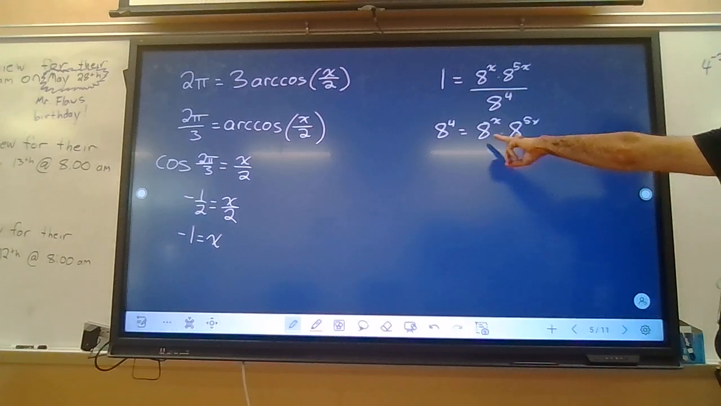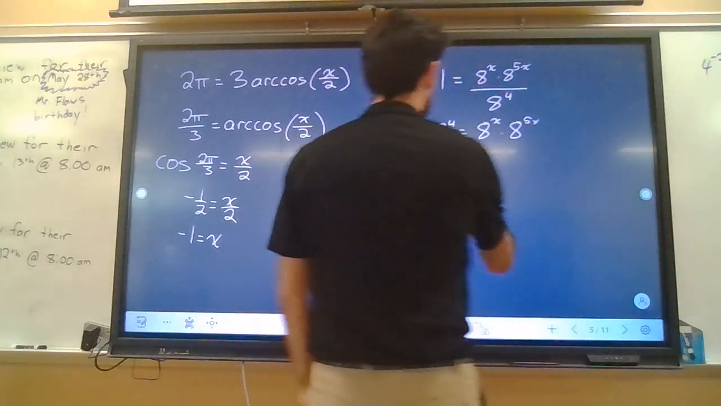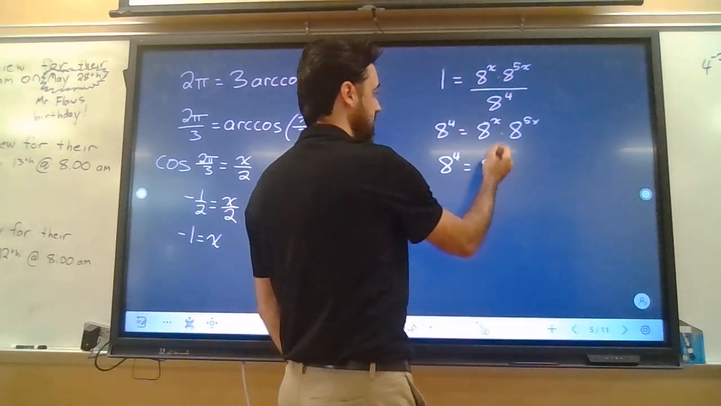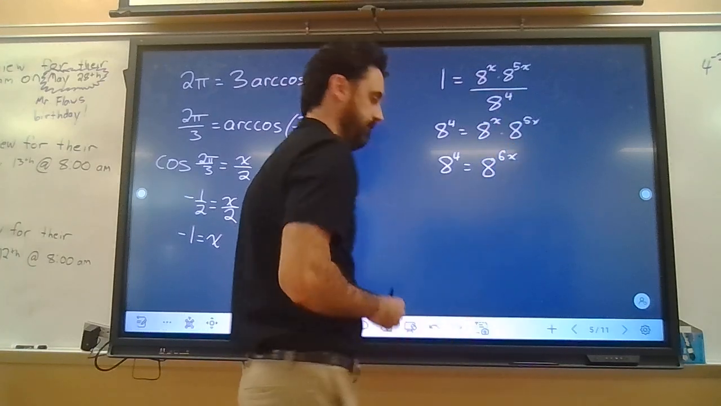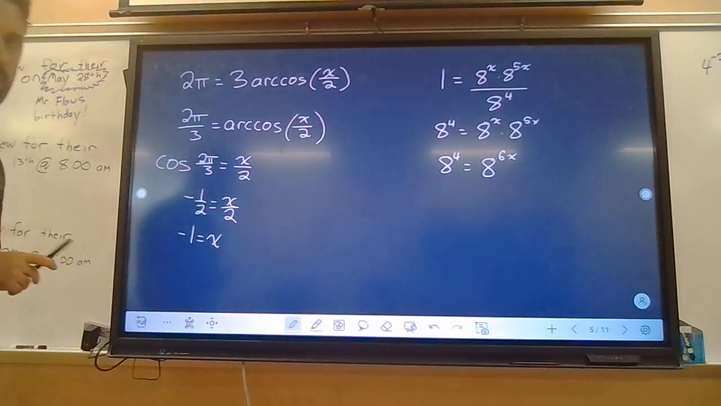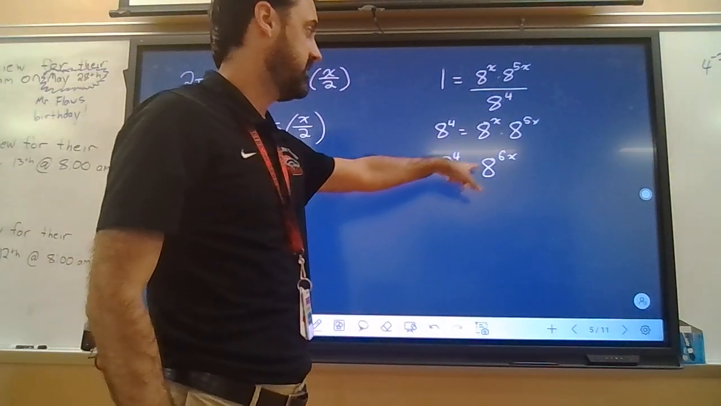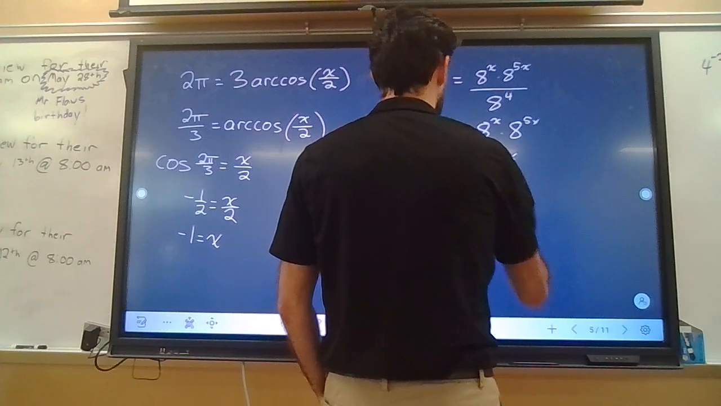Now, I'm multiplying like bases. I don't multiply the 8. I add the exponents. Not multiplication, it's addition when that happens. So 8 to the 4 equals 8 to the, if we add the exponents, 1x plus 5x is 6x. Well, now we have the case where both bases are the same. And so if we set the exponents equal to each other, we can solve for x. 4 is equal to 6x.